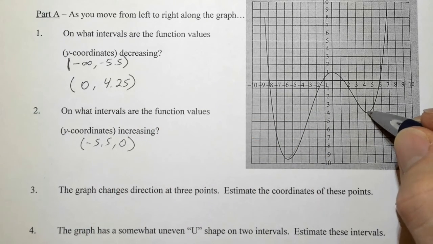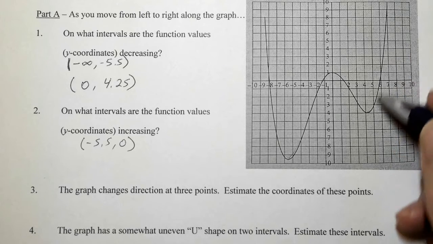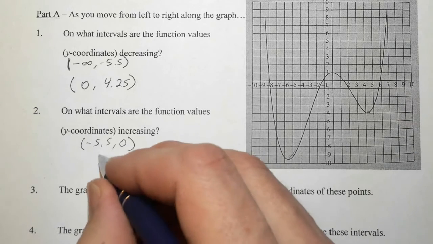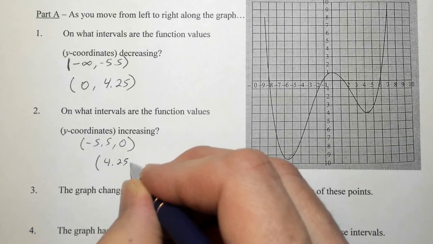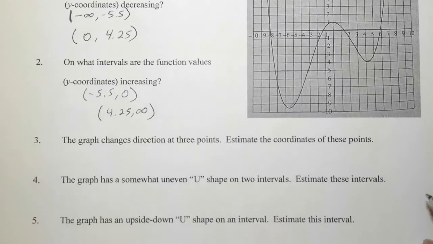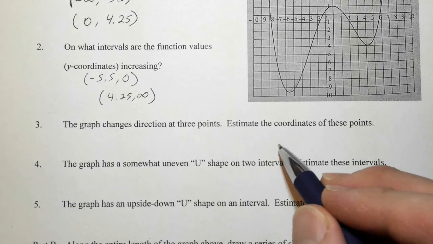And also we had our other decreasing interval end right here, and lo and behold, we are increasing afterwards. So from 4.25 onward, we also have y coordinates which are increasing. So 4.25 to infinity. Now it says that for number 3, the graph changes direction at 3 points. Estimate the coordinates of these 3 points.